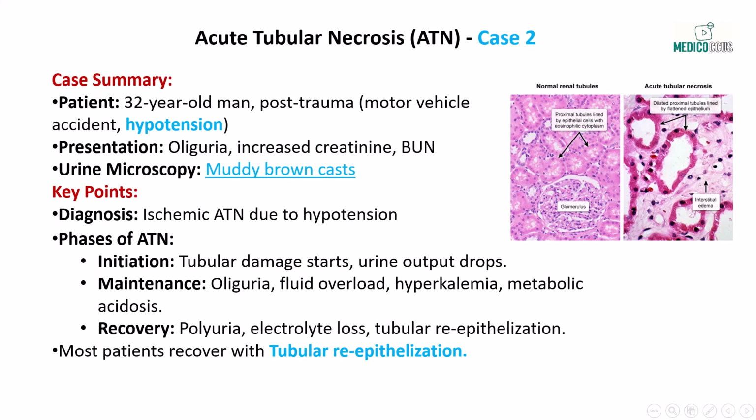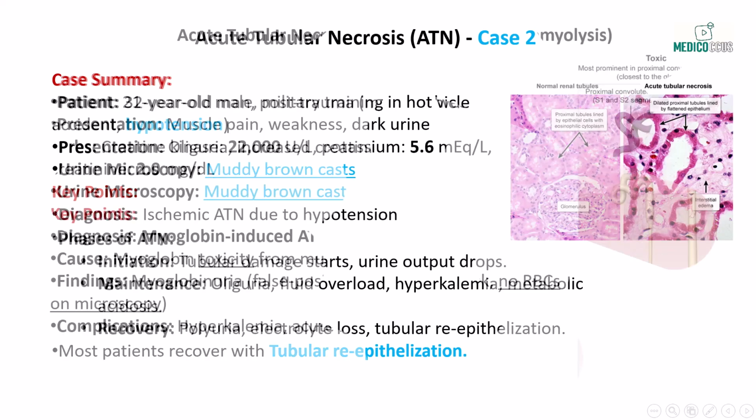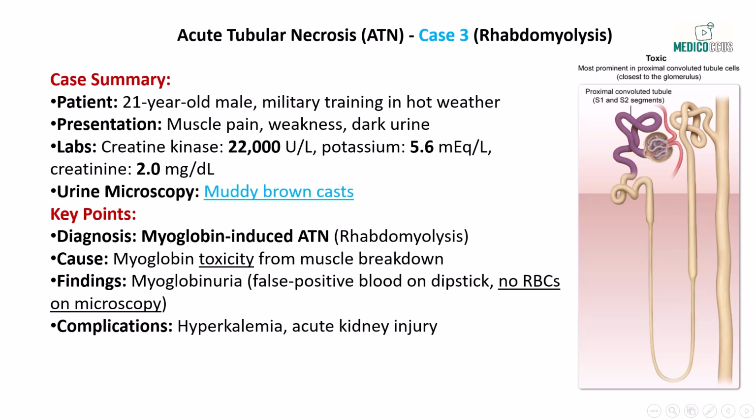If we were to biopsy this patient's kidneys 1 month later, the most likely finding would be tubular reepithelization. This is a high yield point. Most patients with acute tubular necrosis will recover their kidney function as the damaged tubules regenerate. Let's shift to a different type of acute tubular necrosis caused by rhabdomyolysis.